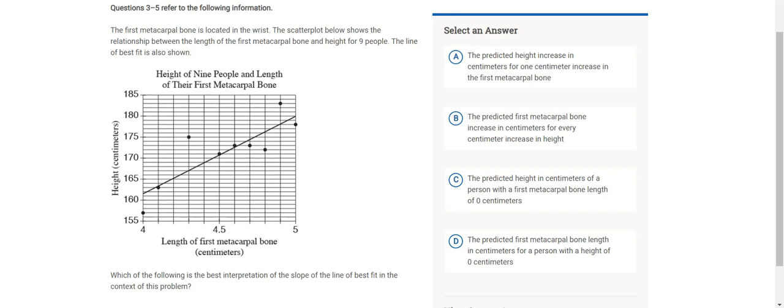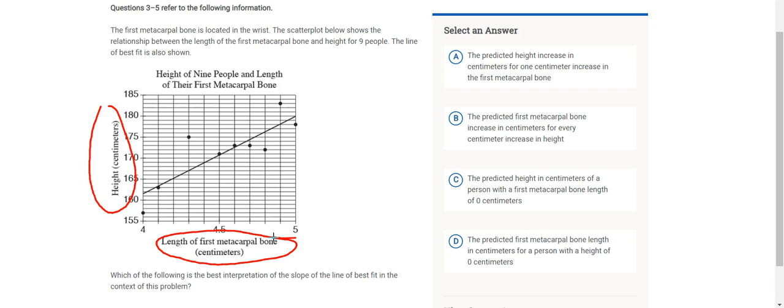All right, so we're going to continue with this particular problem, continuing with what we talked about in the last video. And same graph, right? The first metacarpal bone is located in the wrist. We got a scatter plot, 9 people. So we really want to pay attention to the fact that we're talking about height, the height of people, and the length of that metacarpal bone.